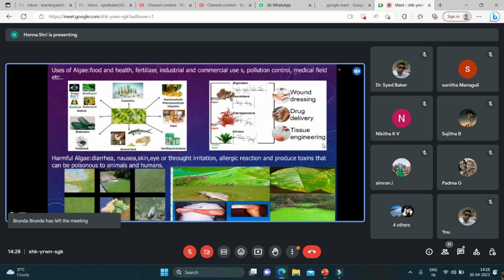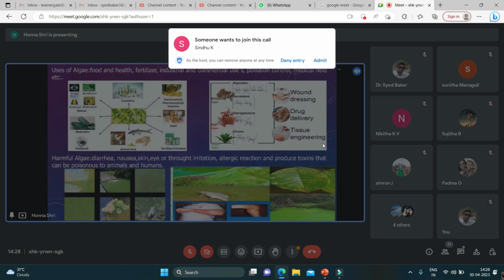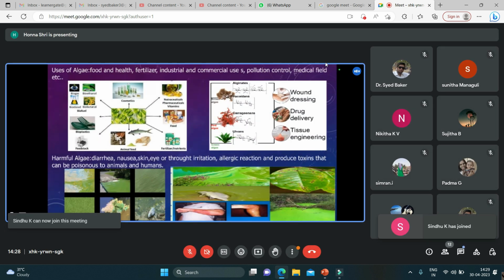They are used as fertilizers. Industrial and commercial uses of algae are also seen. They act as pollution control, and they are even used in the medical field and many more sectors. The harmful impact of algae upon living things includes diarrhea, nausea, skin, eye or throat irritation, allergic reaction, and they even produce toxins that can be poisonous to animals and humans.